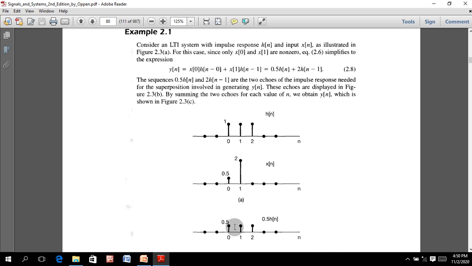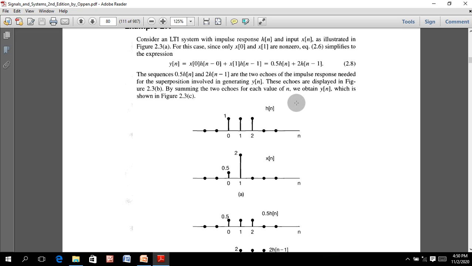So at 0 we will get 0.5, and at x of 1 we will get 2 of h of n minus 1. Okay, so now this is the output: 0.5 h of n plus 2 into h of n minus 1, because as you can understand, x of 2 can't be realized. So when you put x of 2 it will be 0, so we will not get any signal. So y of n can be written as this.